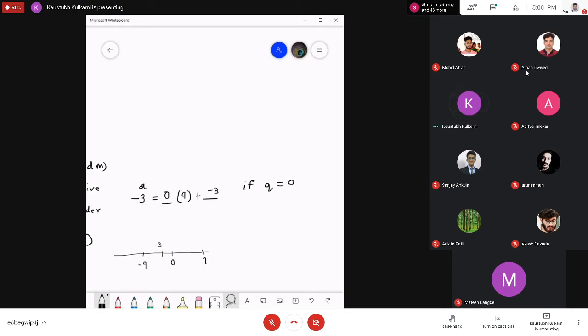Okay. So what is the other option? What will happen if you use q equal to 1 over here? Will it work? If you use q equal to 1, what will be r? Just tell me.